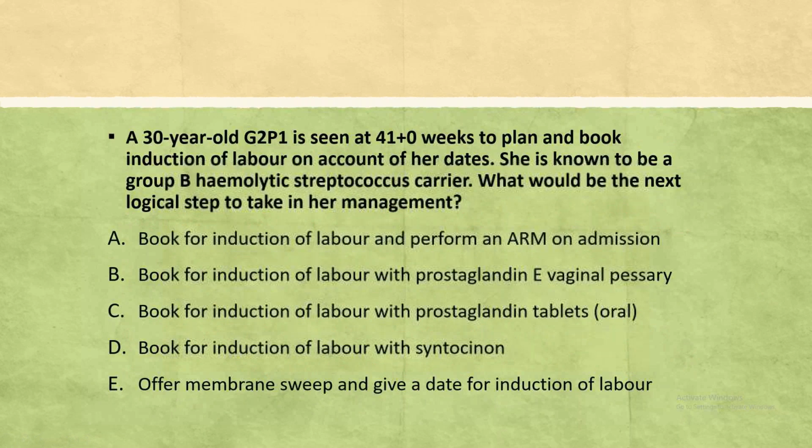So these are the questions. You can type in the chat box your answers. The first question: a 30-year-old gravida 2 para 1 is seen at 41 weeks of gestation to plan and book for induction of labor on account of her dates. She is known to be a group B beta hemolytic streptococcus carrier. What would be the next logical step in her management?